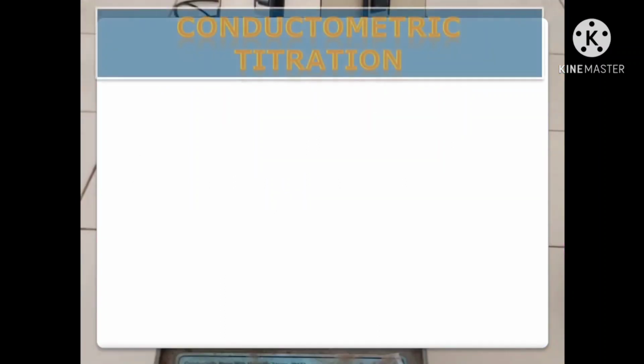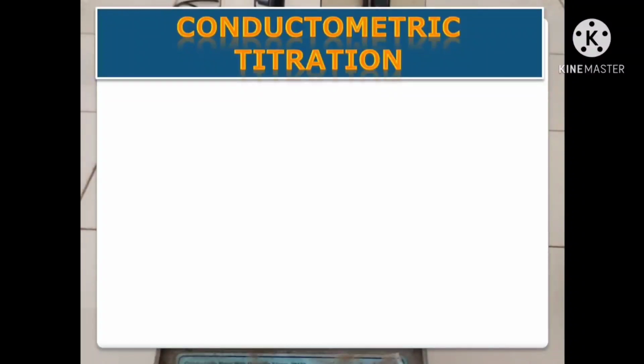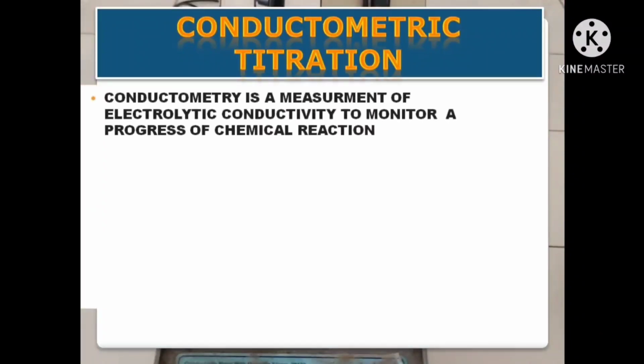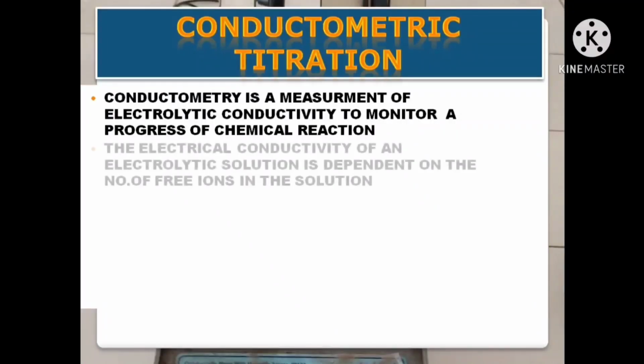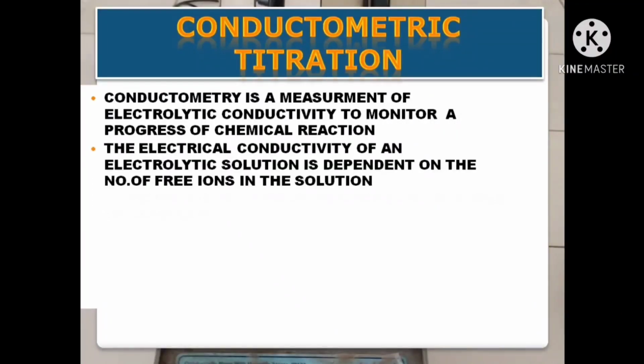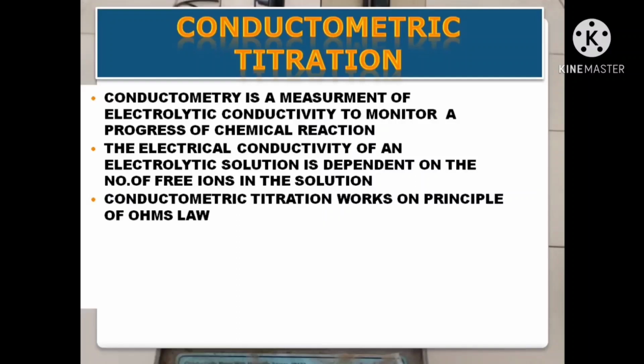Conductometric titration. Conductometry is a measurement of electrolytic conductivity to monitor the progress of a chemical reaction. The electrical conductivity of an electrolytic solution depends upon the number of free ions in the solution. Conductometric titration works on the principle of Ohm's law.